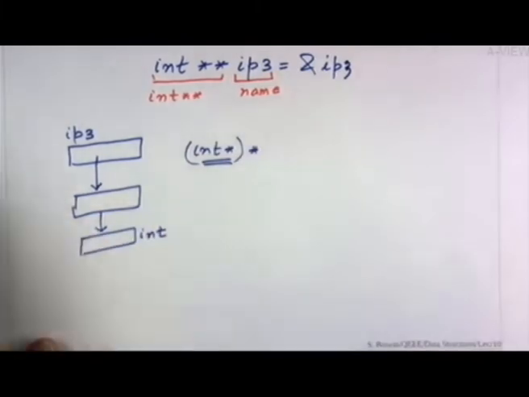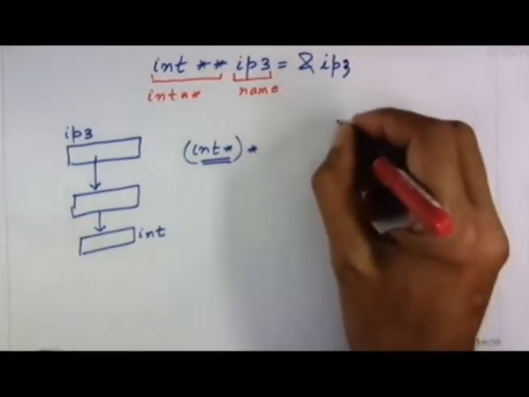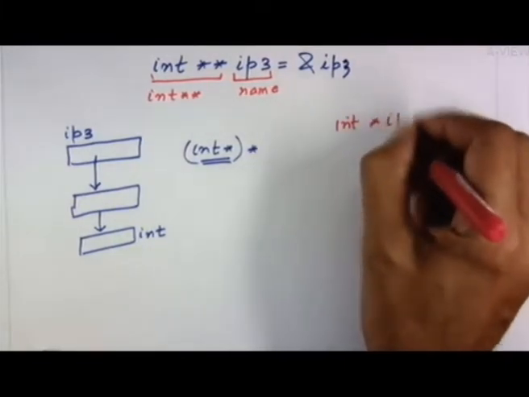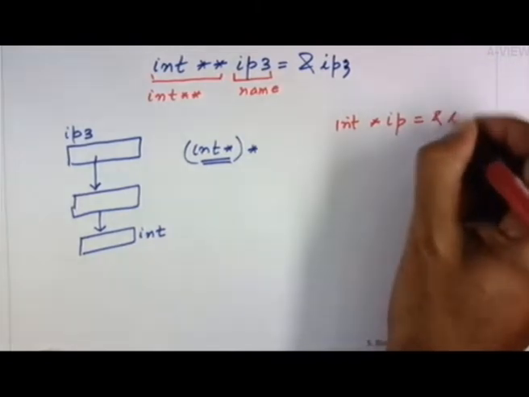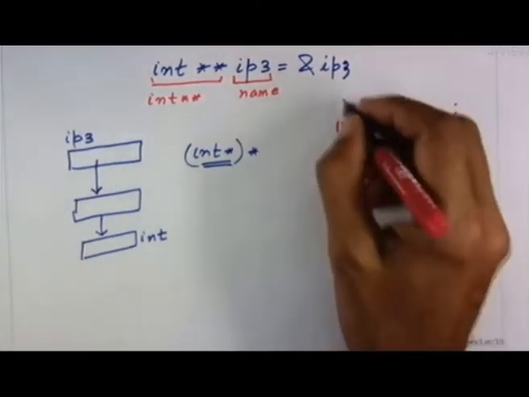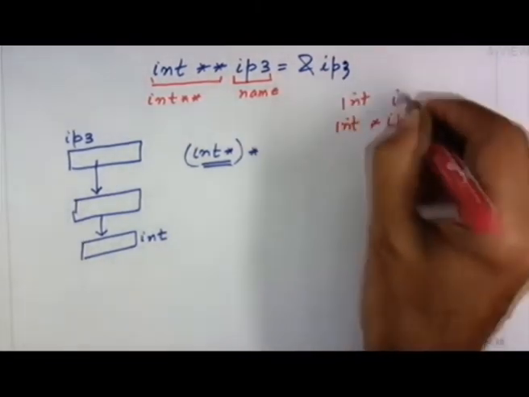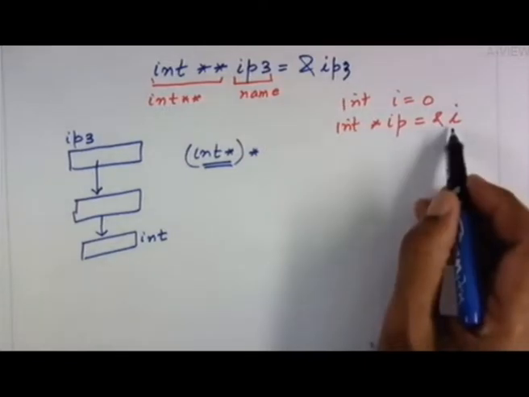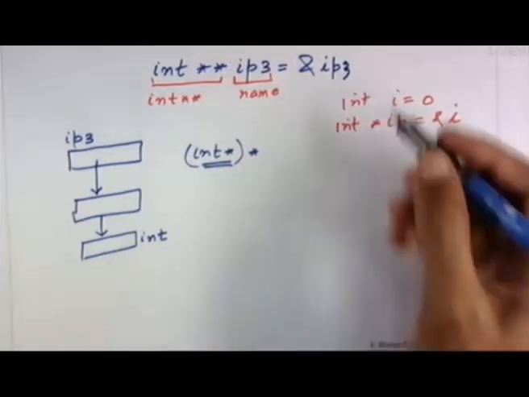Now let us go and process the right hand side. So I should tell you what IP is, which was declared earlier. It so turns out that IP was declared as int star IP equals ampersand I, and I was declared as int I equals 0. So I have to connect all of them, because IP in its declaration uses I, and this uses the address of I. Start drawing the boxes.